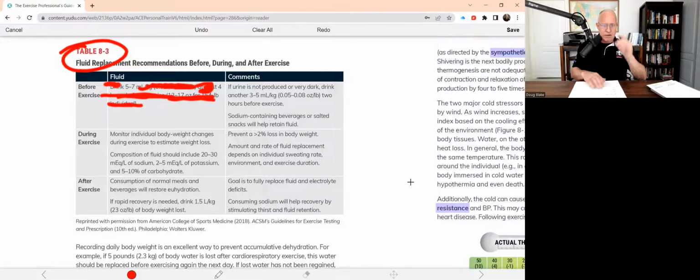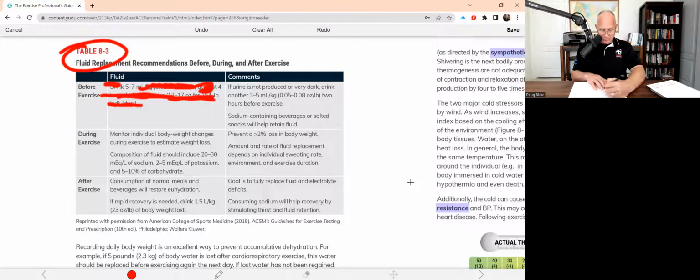During exercise, monitor individual body weight changes during exercise to estimate weight loss. Composition of fluid should include 20 to 30 milliequivalents of sodium, 2 to 5 of potassium, and 5 to 10% of carbohydrate. Now, you get the idea. I've got to memorize some basic numbers. 20 to 30 sodium, Na. 2 to 5 potassium. By the way, that's K. You guys know that, right? 5 to 10% carbs.